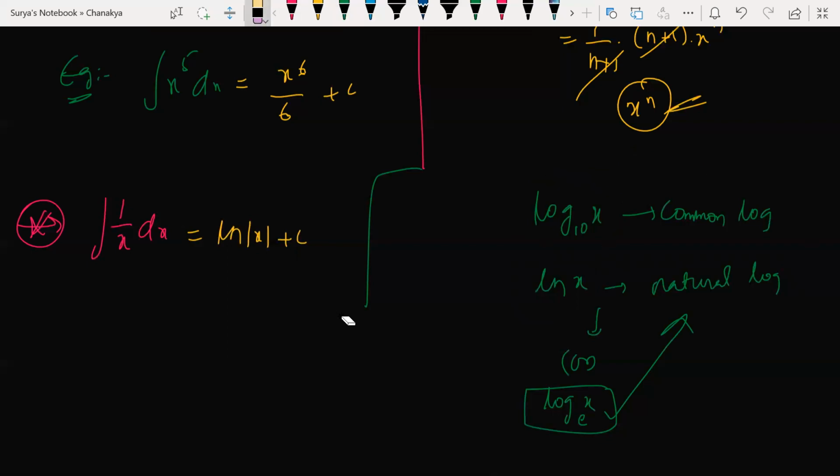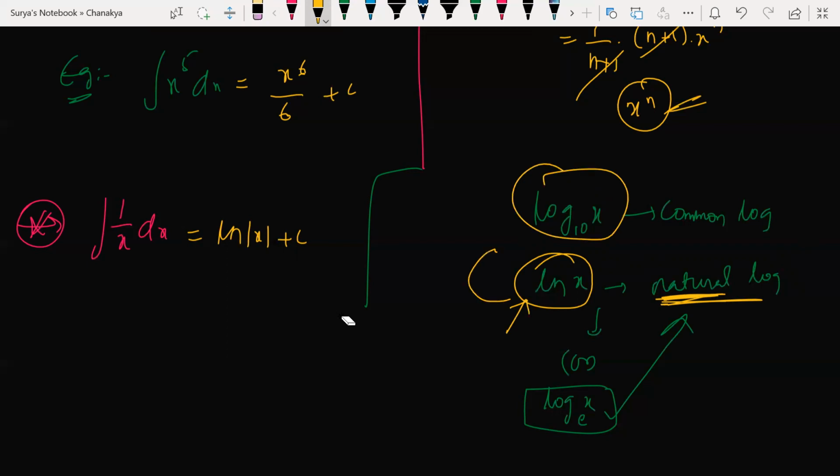Common log generally would be used in science subjects like chemistry and physics. But ln x would also be used in science subjects like chemistry and physics. Now this is my natural log. Why did we get this name? Because in mathematics, ln x arrived first, and log x base 10 arrived later. So ln x arrived in the mathematics family first, and we call that natural. Common log is nothing but base 10. Wherever you have base 10, that is common log. Hope you got an idea. Both are not the same.